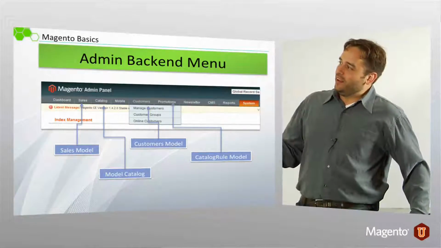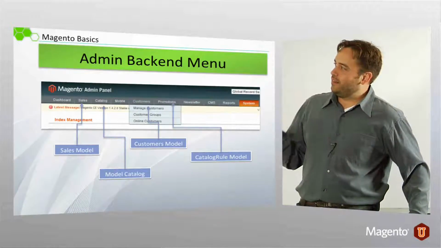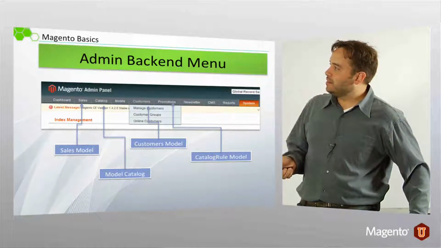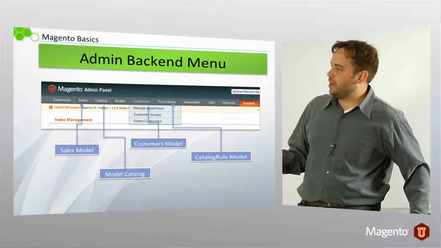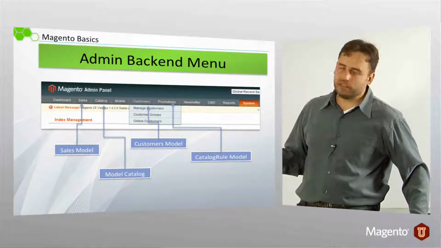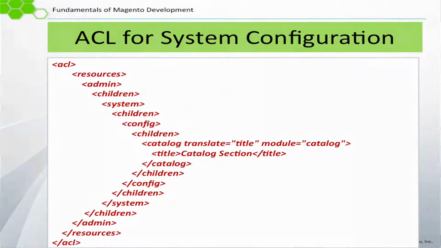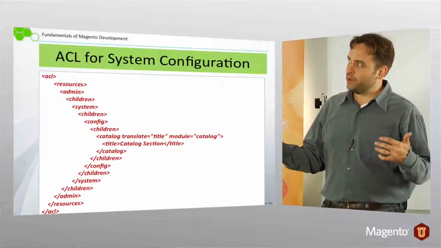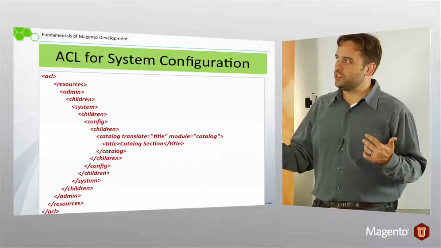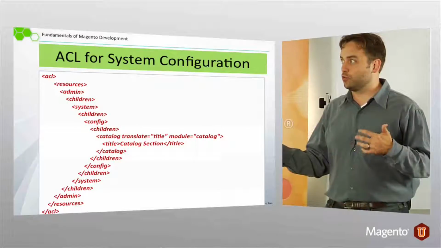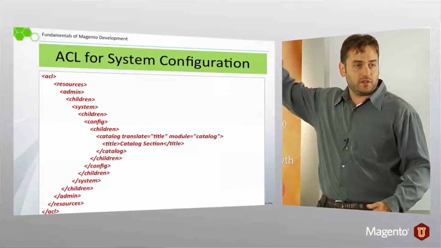So, sorry, these should probably say module. ACL for system configuration. So, here is, again, let's see. Now, this is for the system configuration. So, we have the same pattern that we had before. Config, ACL, resources, admin, children, system. So that's that system, top level.